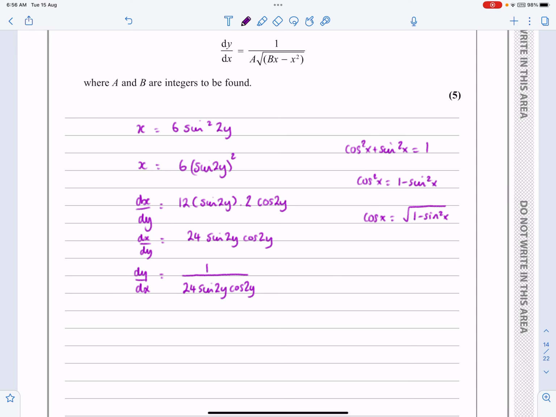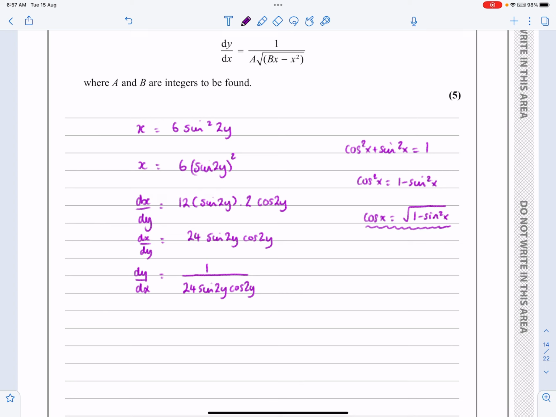Now, I've only done that for you guys. I would ask all my students to actually learn that. It comes up so often that you should know cos in terms of sine squareds and sine in terms of cos squareds, because in a vast majority of the actual exam questions, they're having an expectation that we see that.